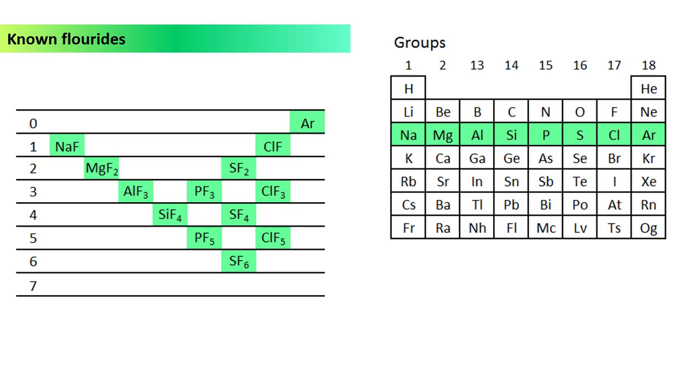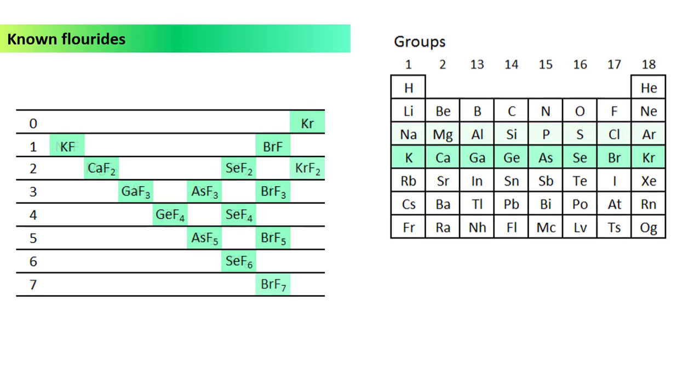Sulfur and chlorine also show new stoichiometries. We can get sulfur difluoride, sulfur tetrafluoride and sulfur hexafluoride. Each of these distinct compounds has its own reactivity and own chemistry. But again, notice that sulfur trifluoride or sulfur pentafluoride do not exist. It's a similar story for chlorine.